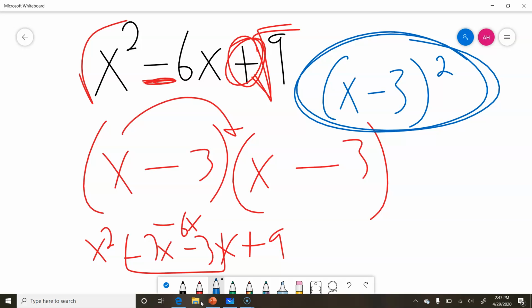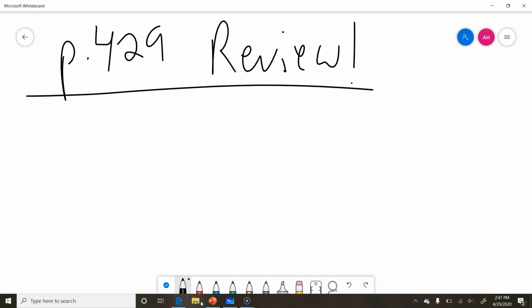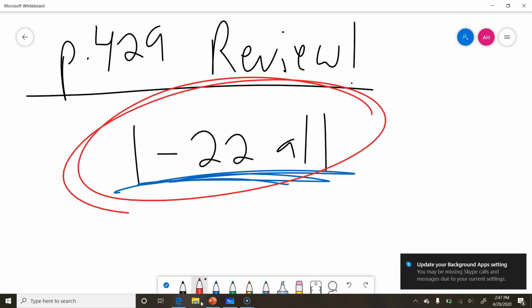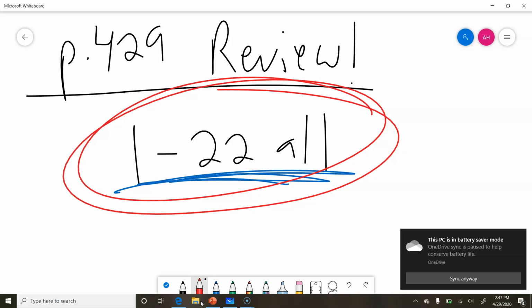Okay, so here is our homework to do on this. This is on page 429. Page 429. This is review 1, so we're going to do another review day on Monday. So we're just going to do this 1 through 22 all. Okay, so the beginning is easy. You're just factoring out the numbers, and then from then on, you are just trying to solve to its most basic form. Okay, so there we go.